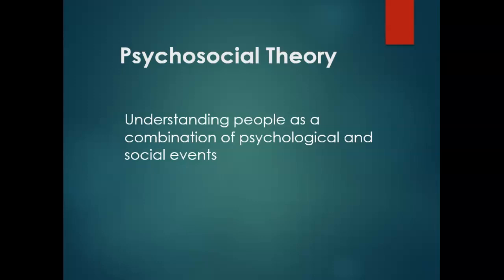So, psychosocial theory, there are many theorists, but you can think of the psychosocial theory as a method of understanding people as a combination of psychological and social events. Again, there are a lot of theorists throughout history, and we've talked about Abraham Maslow in the past. Maslow developed a widely accepted hierarchy of human needs and motivations.